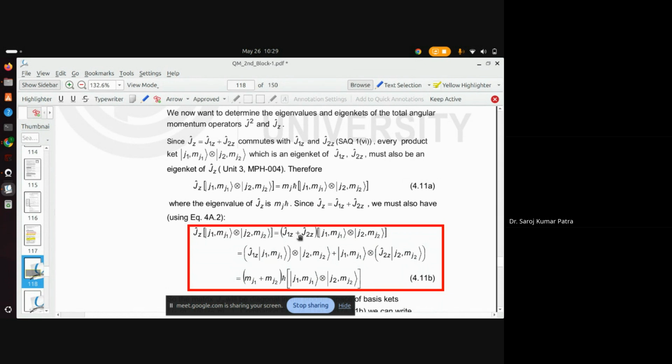So J1Z plus J2Z operating on the whole state, which is J1 MJ1 outer product with J2 MJ2. But in the second step, you can see J1Z operating on J1 MJ1, which is again taken outer product with J2 MJ2. Similarly, J2Z will not act on this one. J2Z will actually act on the second state, which is J2 MJ2, which is again taken outer product with J1 MJ1. Is this part clear to everybody? What exactly is being shown here?